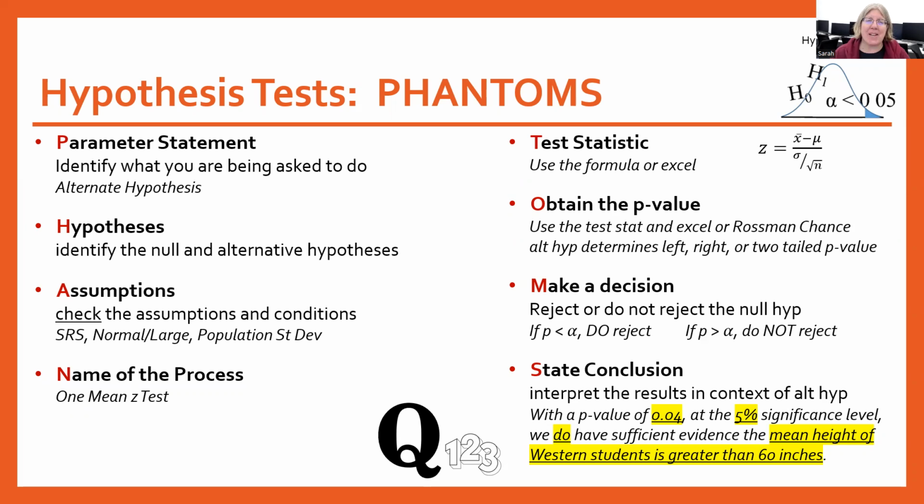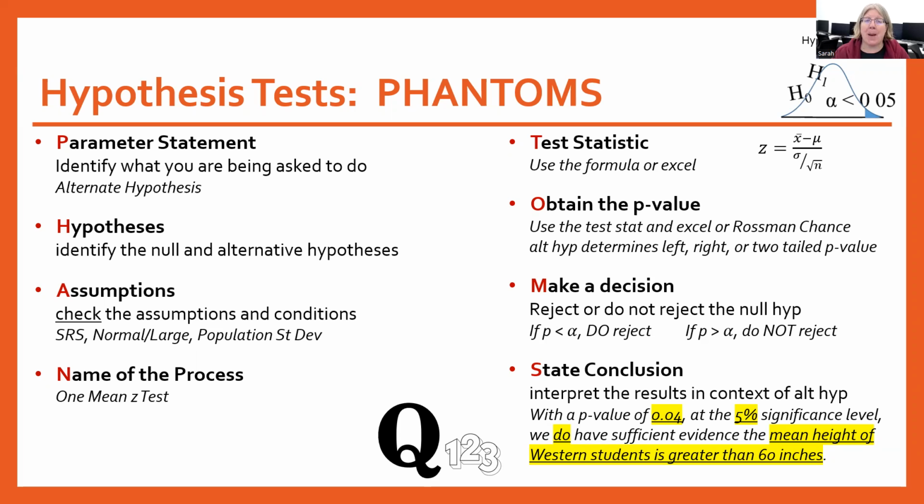This is the one mean z family, a one mean z interval and a one mean z test. And these are both based on the normal distribution. So this is our tie-in from chapters 3 and 15 that are going to help us move forward with our statistical processes. All right, so let's break down phantoms.